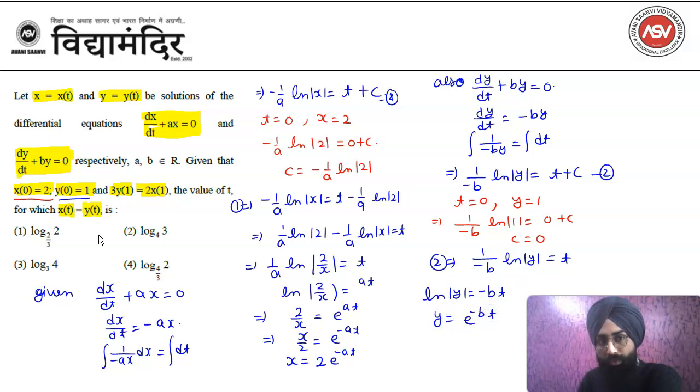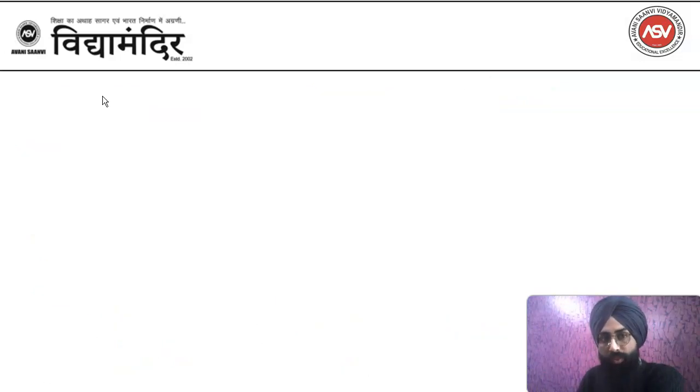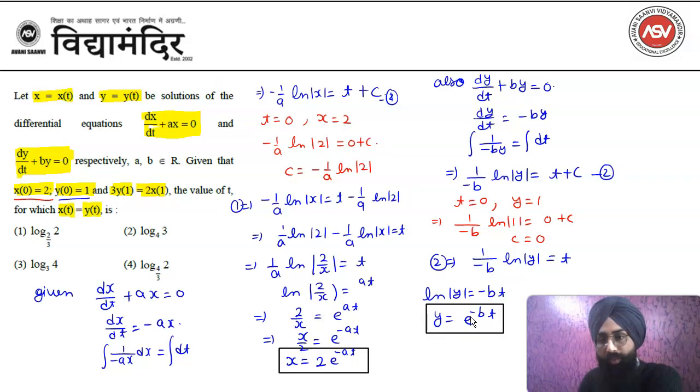So up to here we got two solutions. One is this one, the other solution is this. We will use these two in the next condition, which is 3y(1) equal to 2x(1). Let's take it. So another given thing is 3y(1) is equal to 2x(1). So now what we do, 3 times in function y, in place of t we are putting 1.